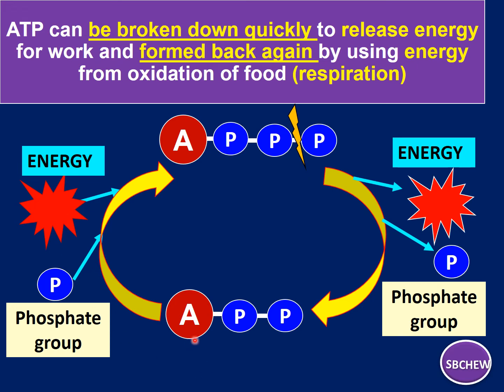So ADP, which is adenosine plus 2 phosphate groups, will form a bond with the free phosphate group using the energy from cellular respiration, and then this produces ATP once again, which can then be used over again to provide the energy immediately for cellular activities.